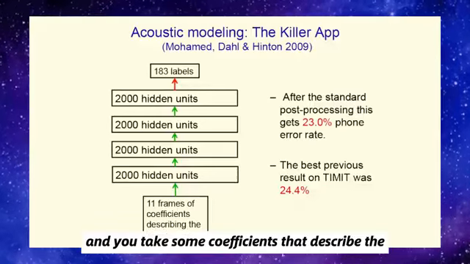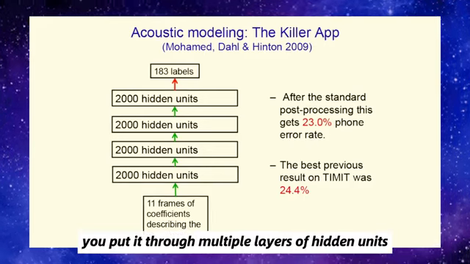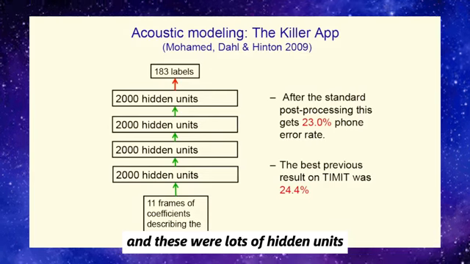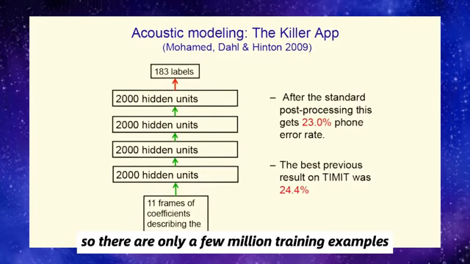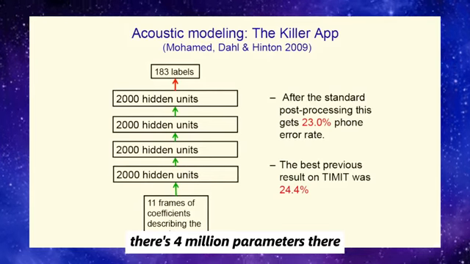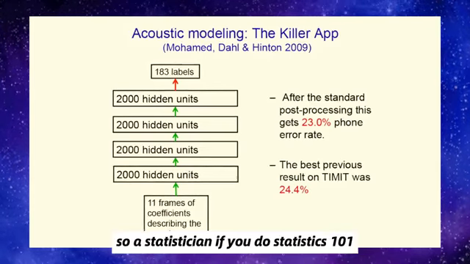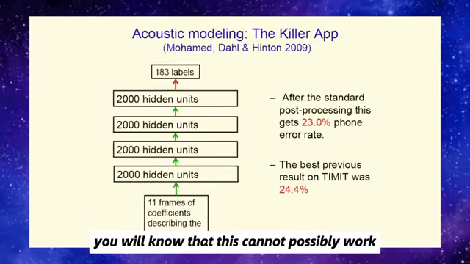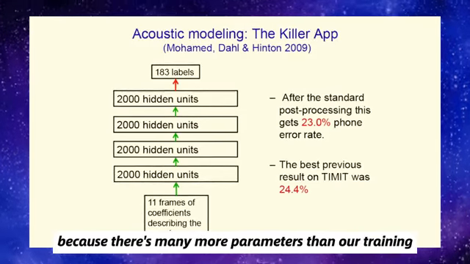You take some coefficients that describe the sound wave, you put it through multiple layers of hidden units, and these were lots of hidden units. There are only a few million training examples, and between each pair of layers, there's 4 million parameters, because it's fully connected. So a statistician, if you do statistics 101, will know that this cannot possibly work, because there are many more parameters than there are training examples.